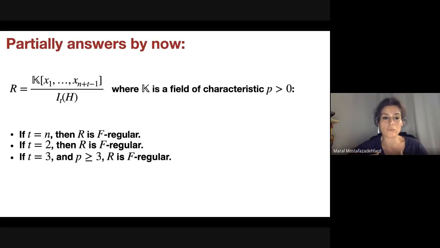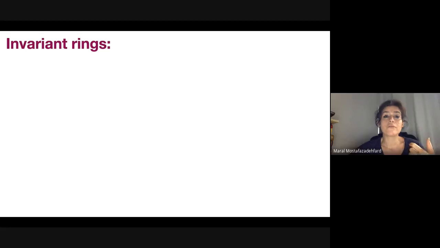But for the other cases, you can have some approaches. For example, think about the anticanonical cyclic covers, or maybe you can think about the F-signature to show that it is positive, or other ways. There is another way you can think about F-regularity, though it is much stronger than showing F-regularity. You can think about invariant rings.